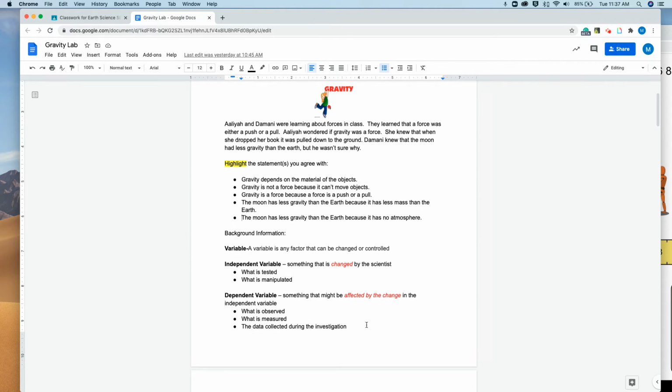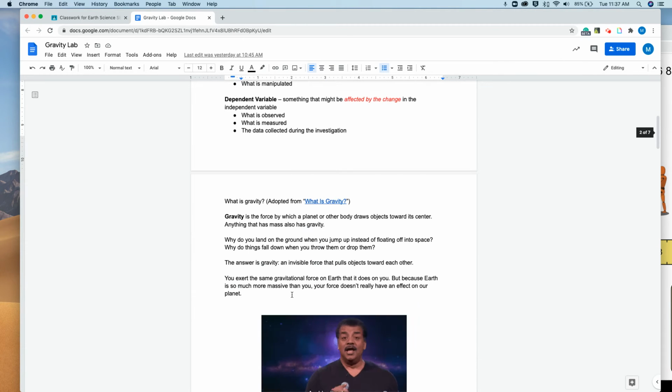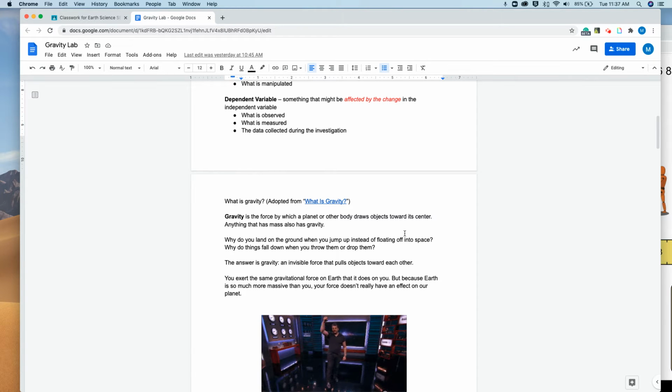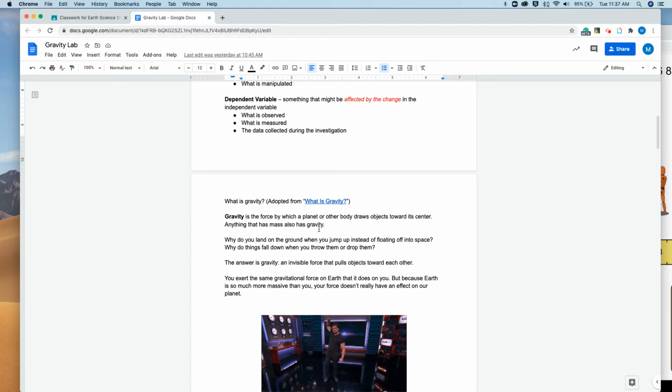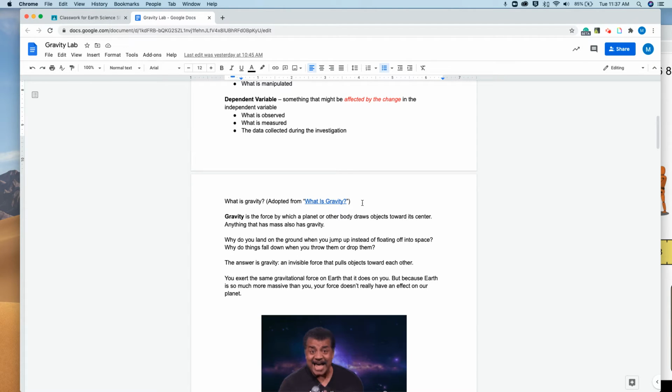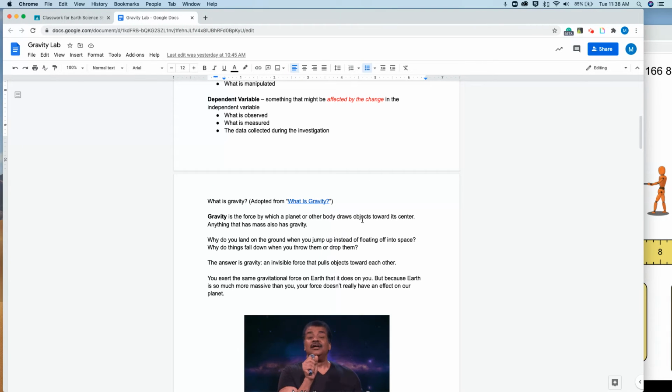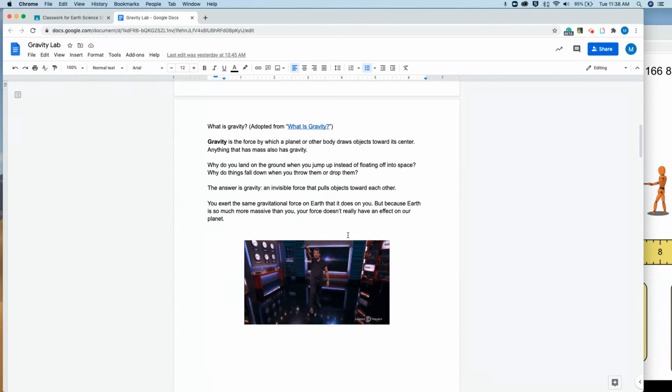Once you're done with that, it reviews what an independent variable is and what a dependent variable is. If you remember, these are from when we did graphing. And then next, there's an explanation of what gravity is. So gravity is the force by which a planet or other body draws objects towards its center. Anything that has mass also has gravity. And when we were talking about mass, we also talked about how weight is a result of your mass and the force of gravity on it. And so, just a quick explanation of what gravity is.